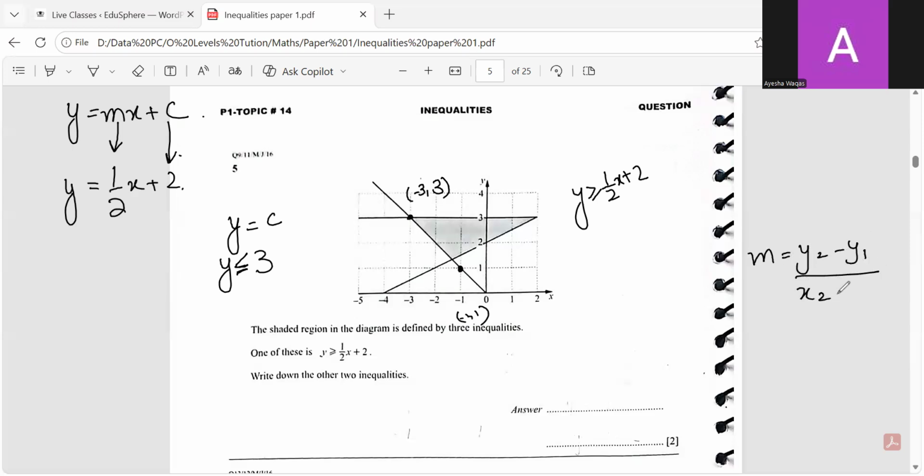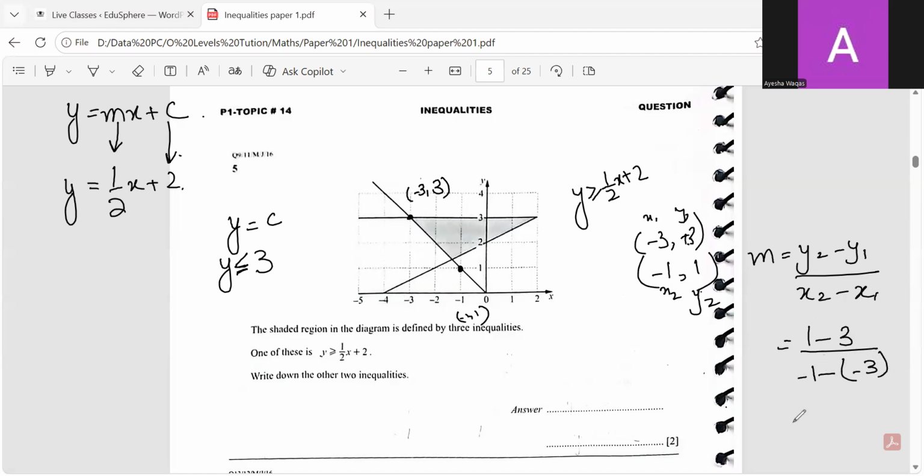I'm going to find the gradient, as we know that m equals (y2 minus y1) over (x2 minus x1). In this case, I'm taking (-3, 3) as x1, y1 and the other point (-1, 1) as x2, y2. So let's put it in this equation. y2 minus y1 means 1 minus 3, over x2 minus x1, which is -1 minus -3. So 1 minus 3 is -2, and -1 minus -3 becomes -1 plus 3, which is 2. So -2 over 2 is -1.